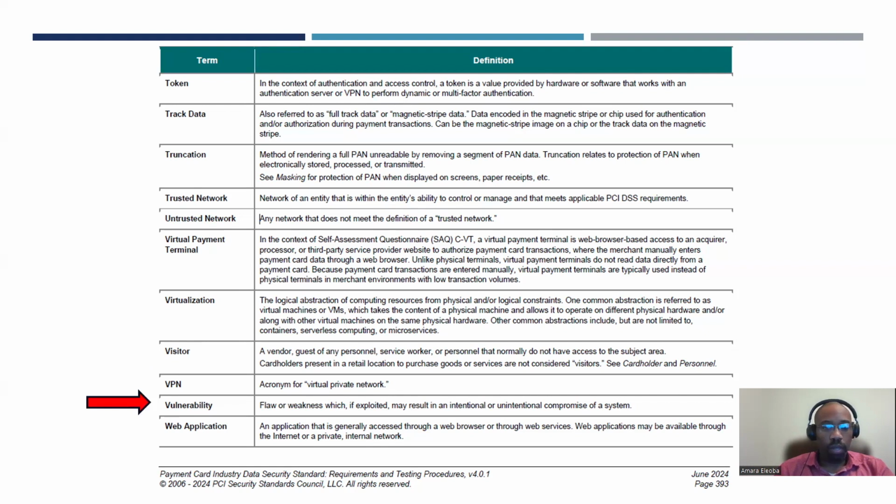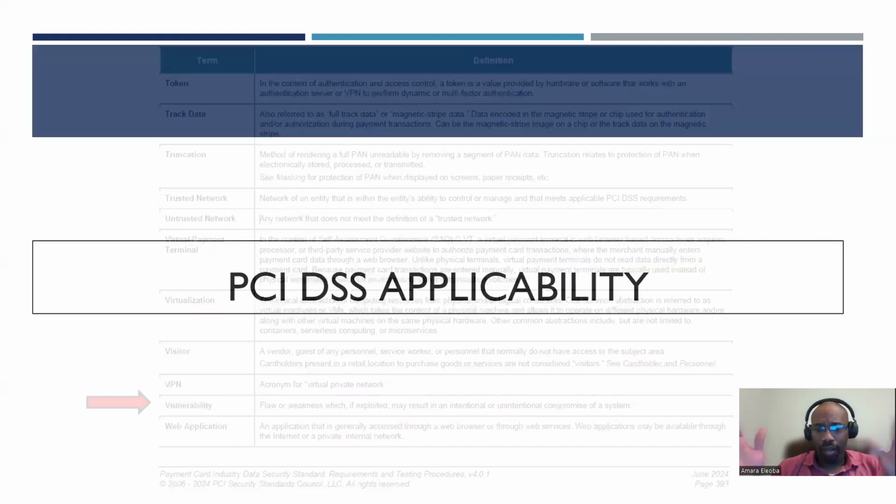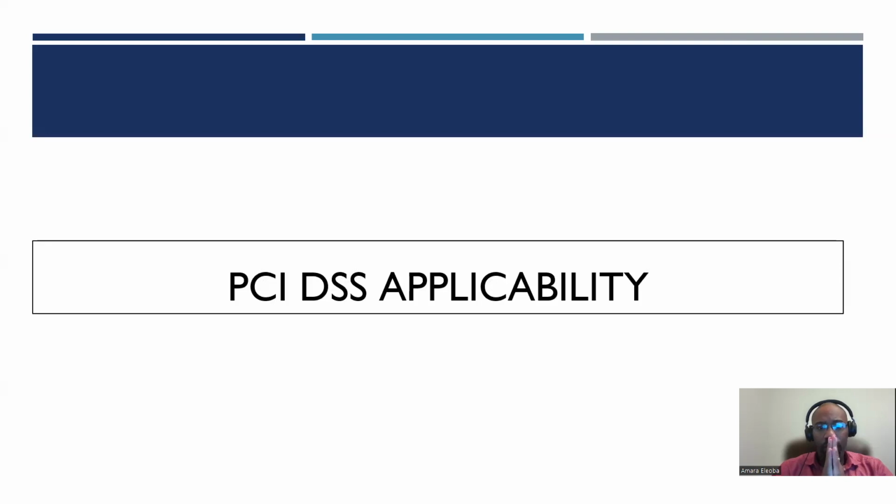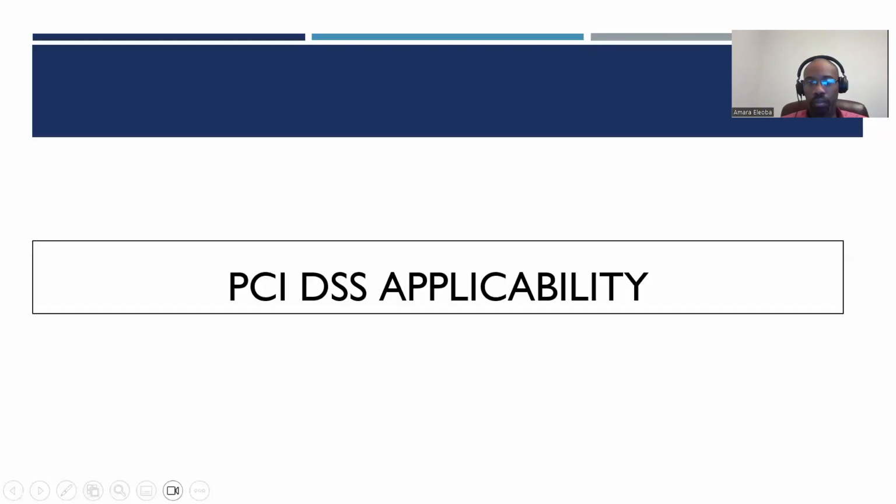So vulnerability, what is vulnerability? Vulnerability is just a weakness that can be exploited that might result in an intentional or an unintentional compromise of a system. All right, so we will be addressing PCI applicability. Now the next section that we'll be going over is PCI applicability.